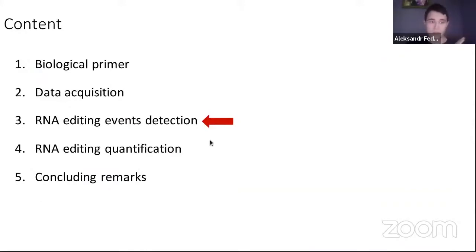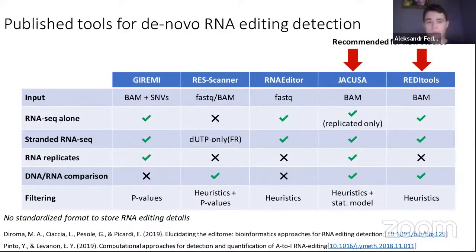Okay, now an important and interesting topic, de novo editing detection. We have our reads, and it's basically core data for editing estimation and detection. And here is a short table with a summary of RNA editing tools. In fact, GRIA-ME, VarScan, and RNA editor are no longer supported. And for new studies, I would highly recommend to use either JACUSA or REDItools. They both support RNA-seq data alone. They support stranded RNA-seq, which is also important in the context of RNA editing estimation. And they also can compare your RNA-seq and DNA-seq, if you have any, to remove all false positive hits.